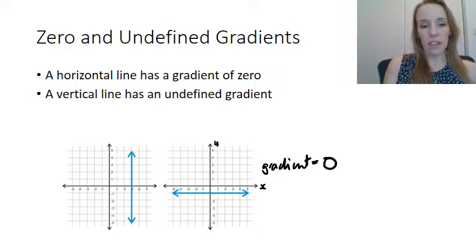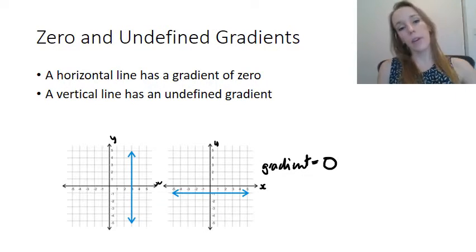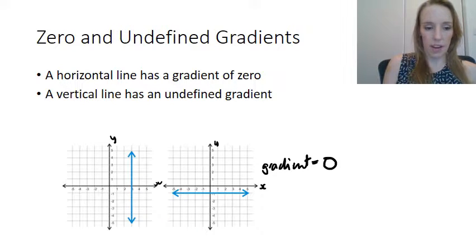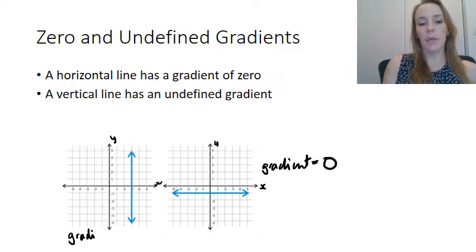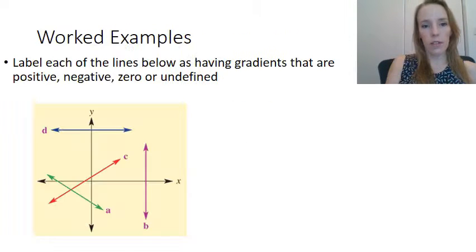For the one on the left here, we've got x and our y. It's a vertical line, so that's straight up and down. It has an undefined gradient, so we can't actually say what our gradient equals. So we'd write gradient is undefined. Okay, so that's 0 and undefined gradients.